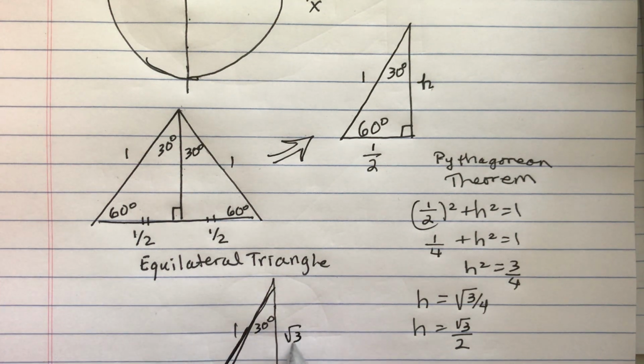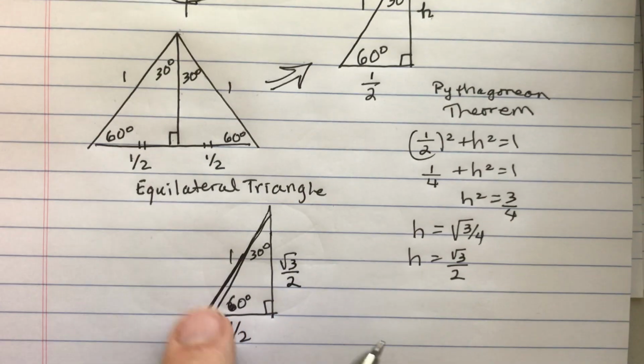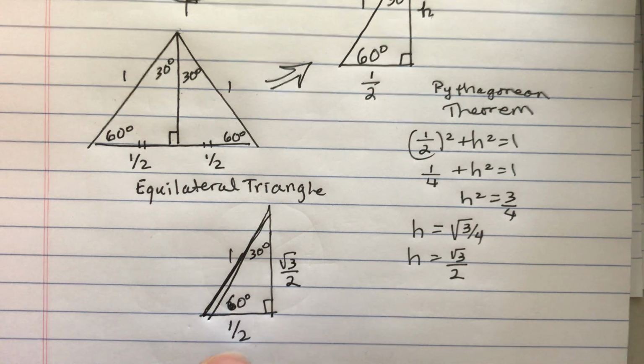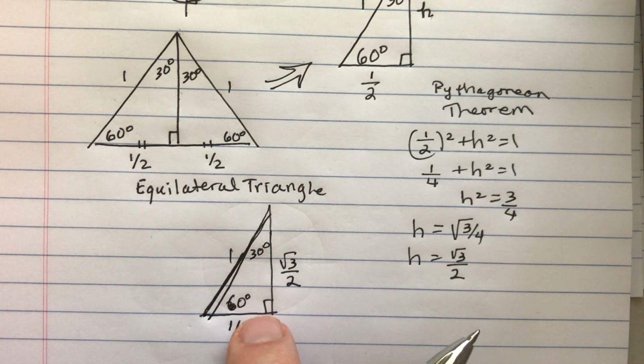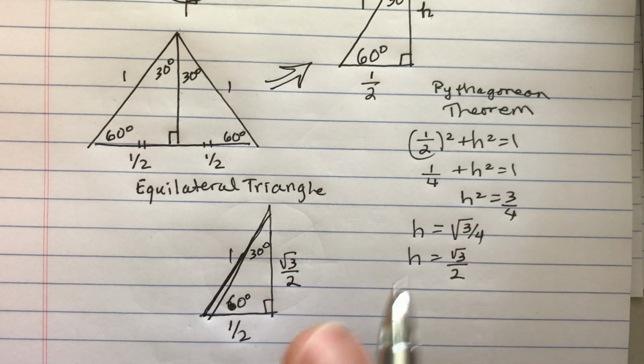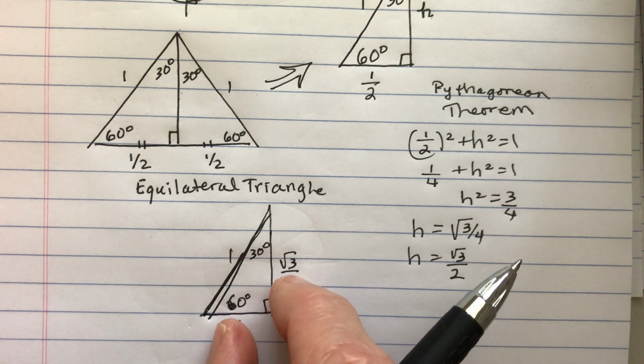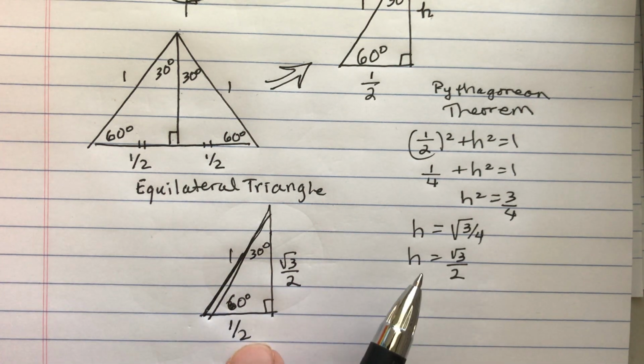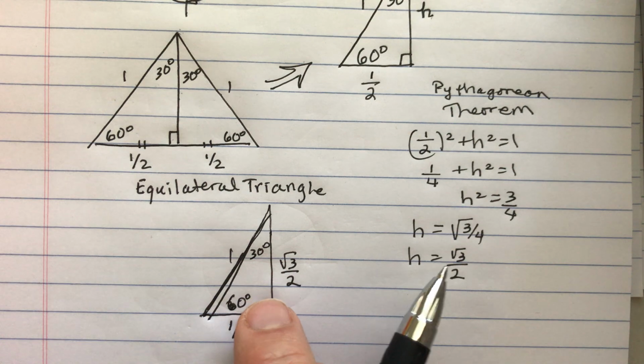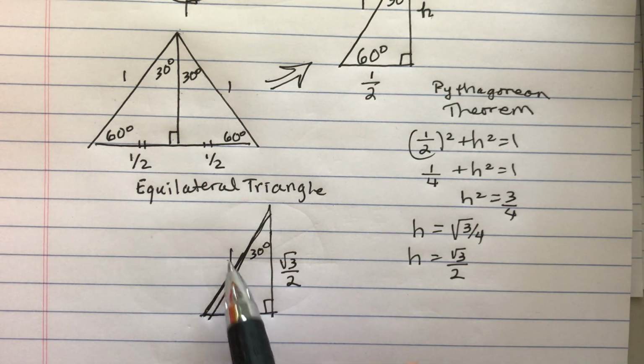These are the dimensions of this 30, 60, 90 triangle when the hypotenuse is 1. I should say, because some people might watch this video and say, well, this is not the way I write it. What you can do is expand this by just multiplying everything by 2. And if you multiply by 2, the hypotenuse is 2.